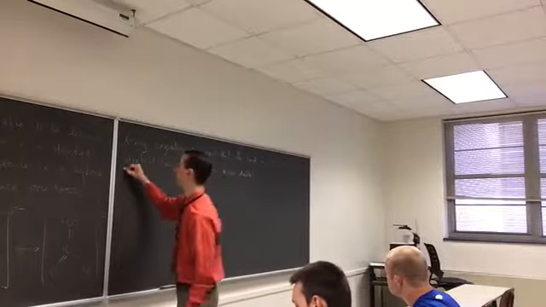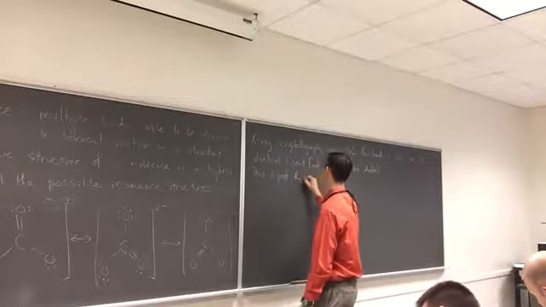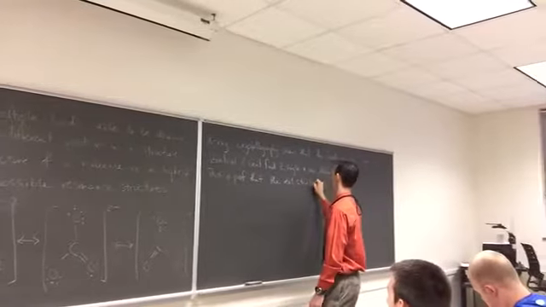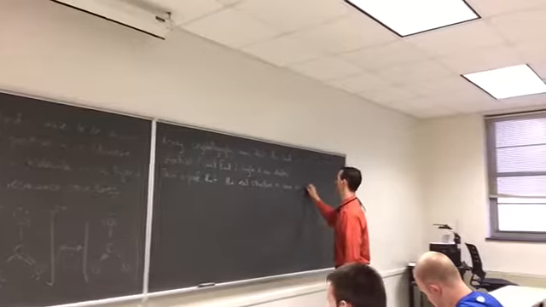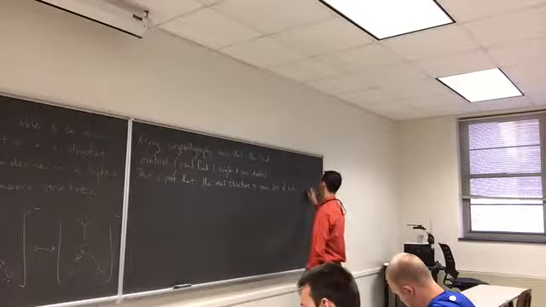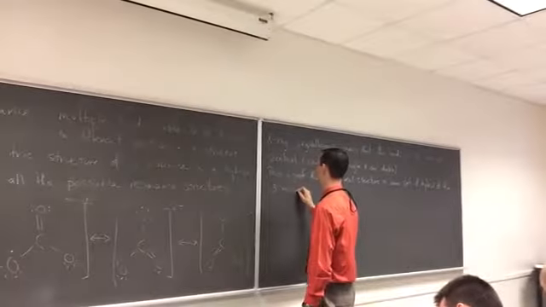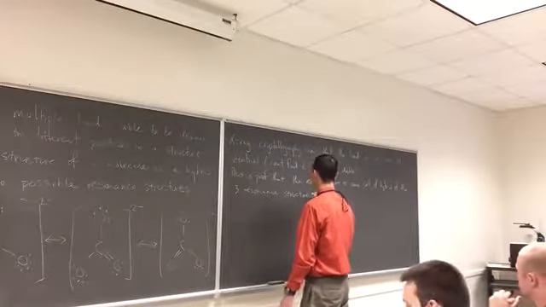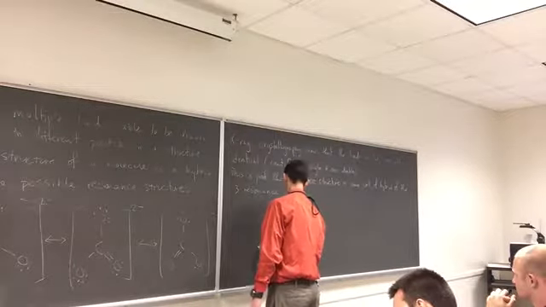So this is proof, right, that the real structure is some sort of hybrid of the 3 resonance structures. And so there are a few different ways to attempt to draw that real structure.